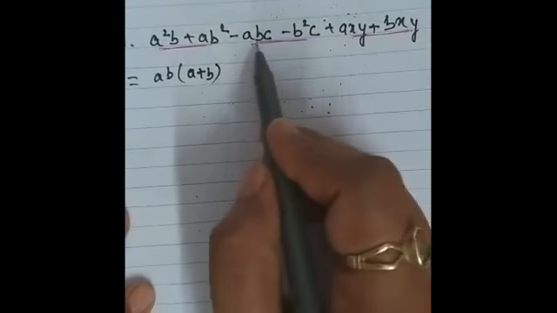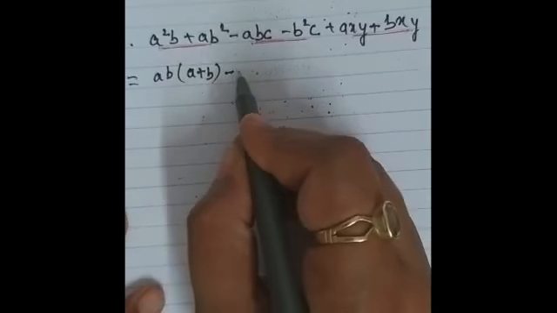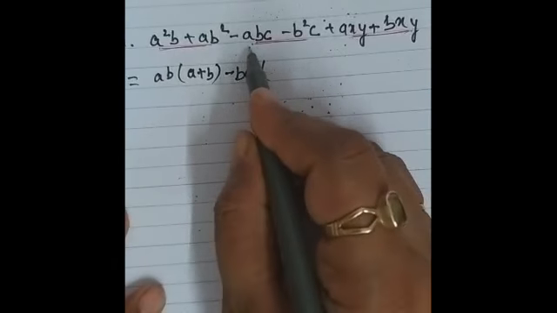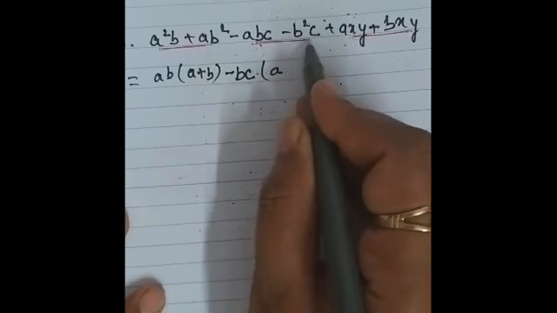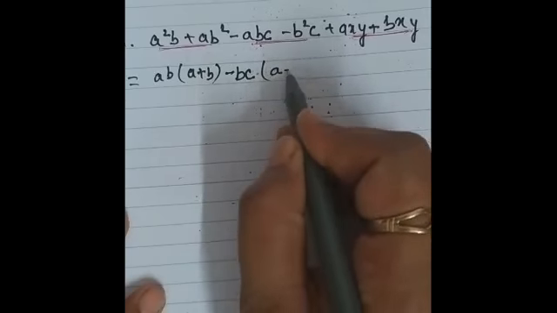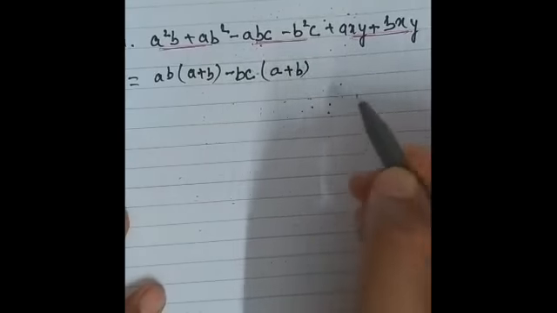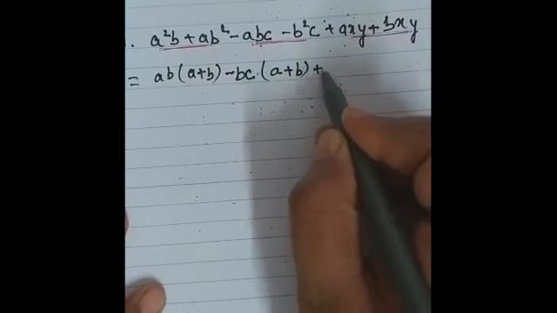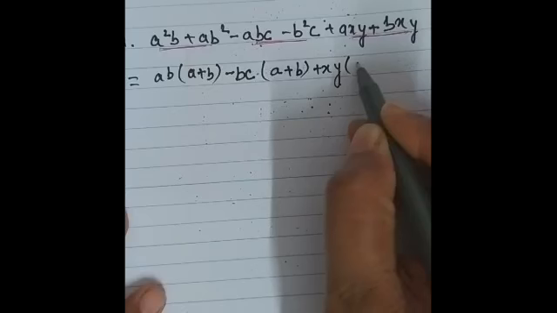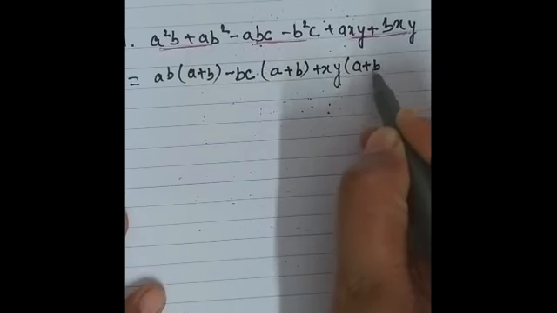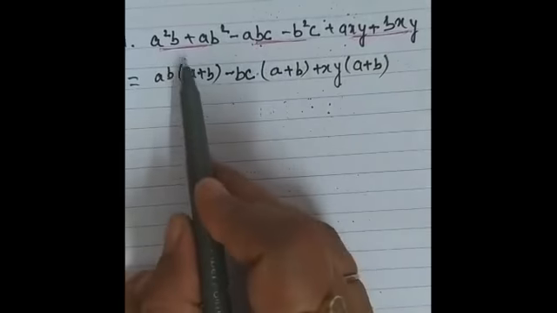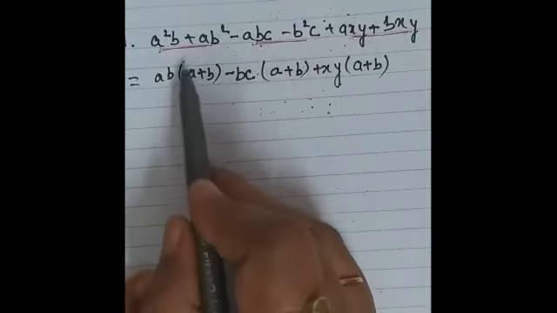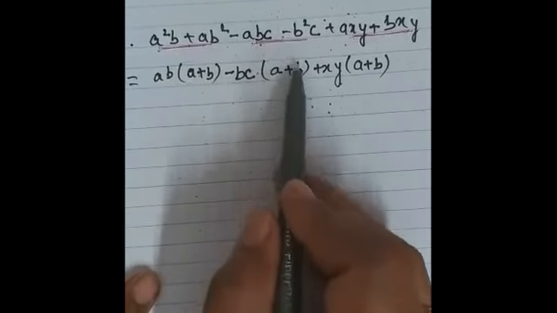Now from the second group I can find minus bc common. Now I am left with a here, and in this second term I can find b common. Now from this third group I can see xy common, so we'll write xy, and we are left with a plus b. See what we have done? 6 terms were given. We have made groups of 2 terms each, and from each group we have taken common.